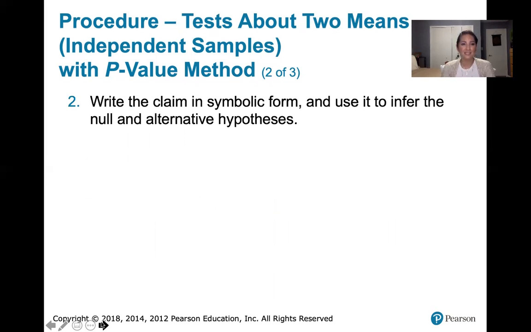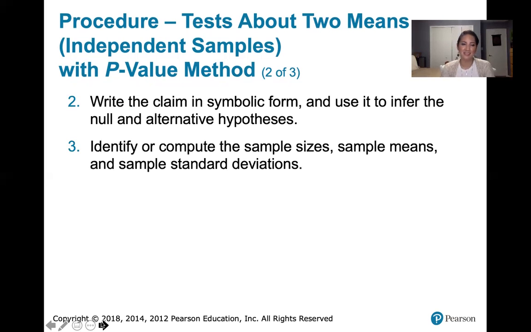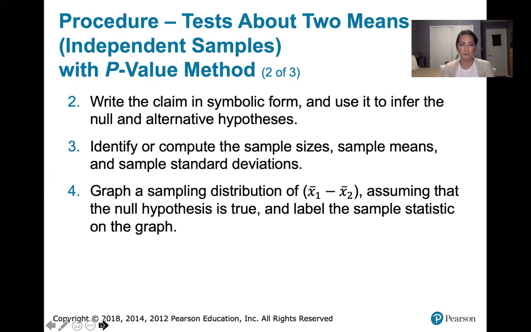Now, after you've checked to be sure that those requirements are satisfied, you want to write the claim in symbolic form and then use it to infer the null and alternative hypotheses. Then you want to either identify the sample sizes, sample means, and sample standard deviations, or compute them if the original sample data was given to you. Usually we'll use technology for that, but you could also use the formulas that we discussed back in chapter 3. If you have a very small sample size, you can do it all by hand if you want to.